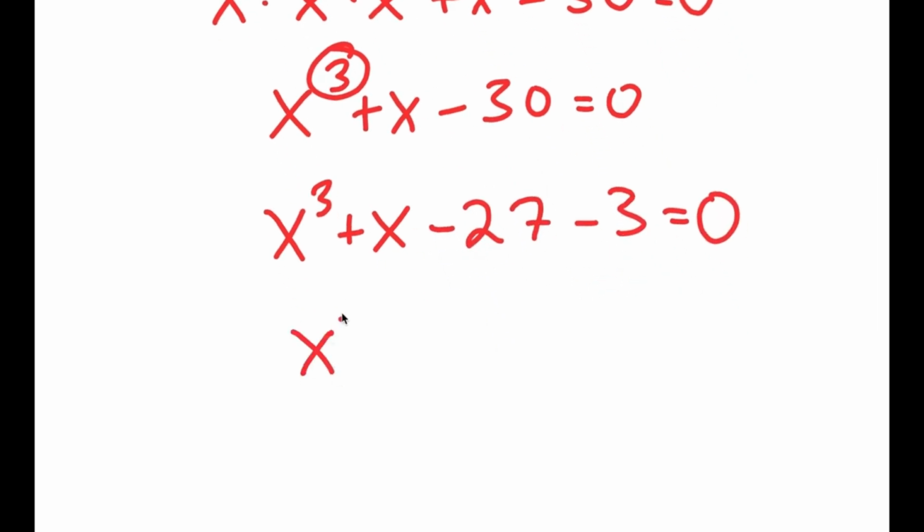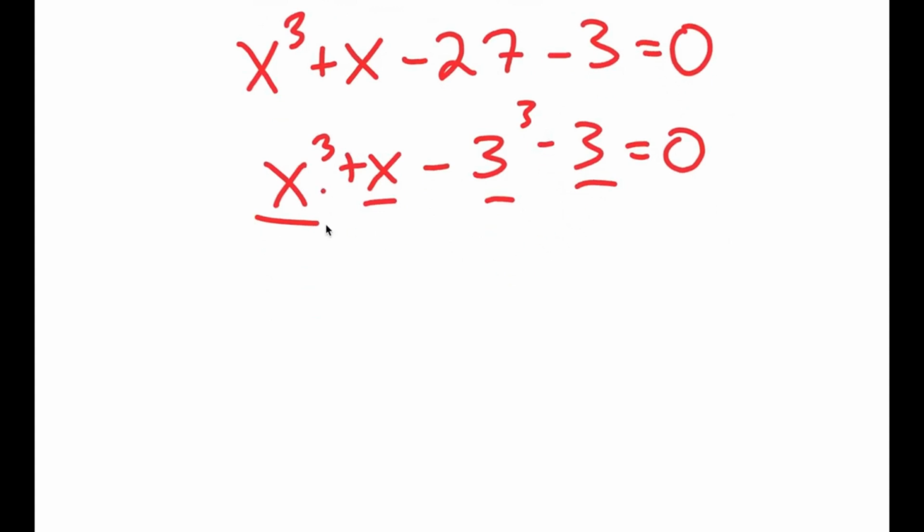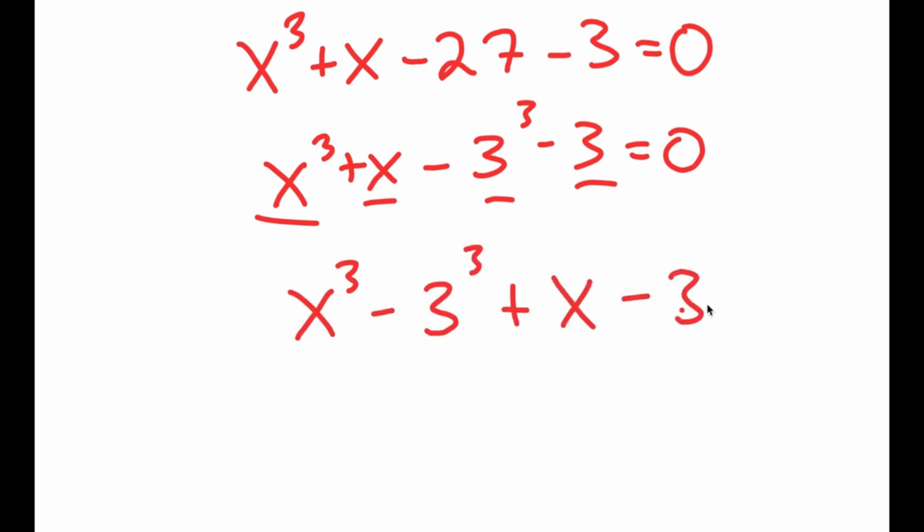And the reason I did this is because 27 is the same thing as 3 to the power of 3. And notice how we have something to the power of 3 plus that same number and another something to the power of 3 minus that same number. So now I'm going to group the two powers of 3's. So I get x to the power of 3 minus 3 to the power of 3, plus I'm going to group the powers of 1, so plus x minus 3.